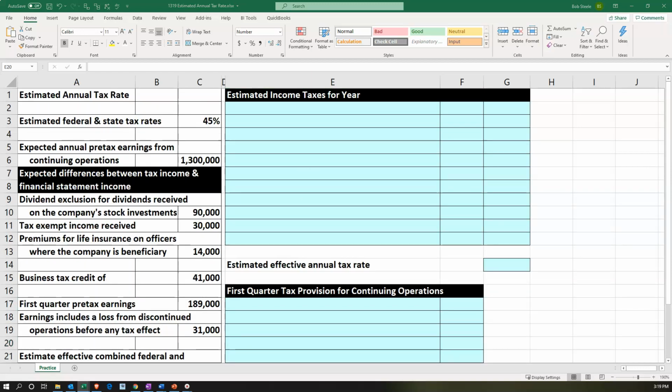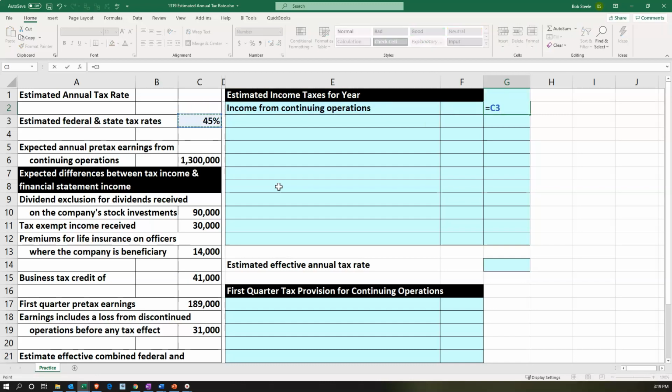Okay, so line 1, we're going to be picking up the income. So we'll take the income from continuing operations. We said on the book side, it's going to be the $1,300,000. This is for a year. This is annualized. We're going to break this down so that we can then get down to the quarter.